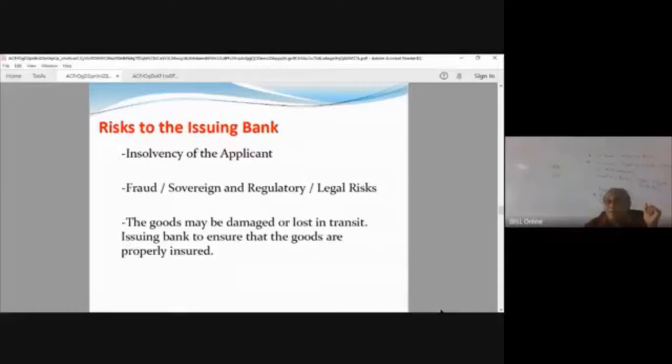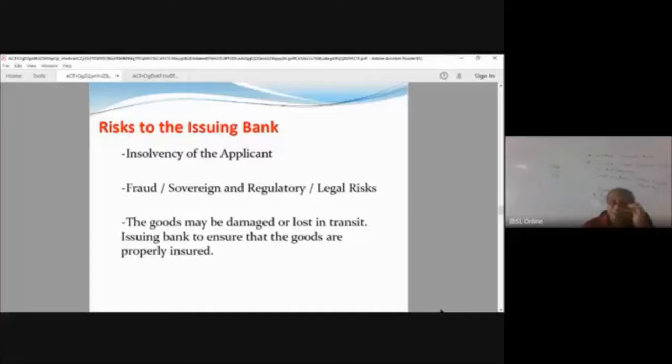So, because of that, when we are issuing the LC, we have to see insolvency of the applicant. If the applicant is bankrupt, then there's no way you can recover the money from him. But as the issuing bank, you have given an irrevocable undertaking to the beneficiary. So whether the applicant pays or not, you have to settle the bills. There's no second word. So because of that, insolvency of the applicant is very important.